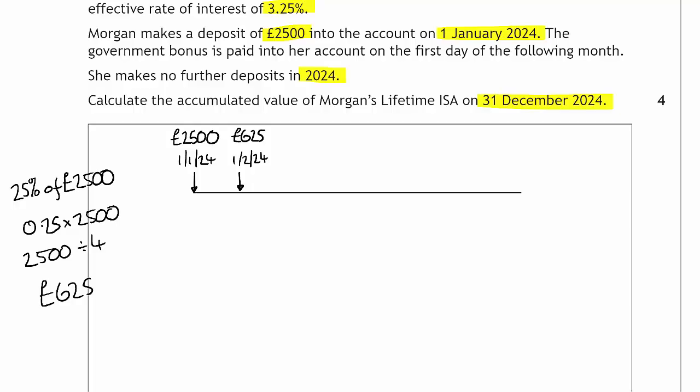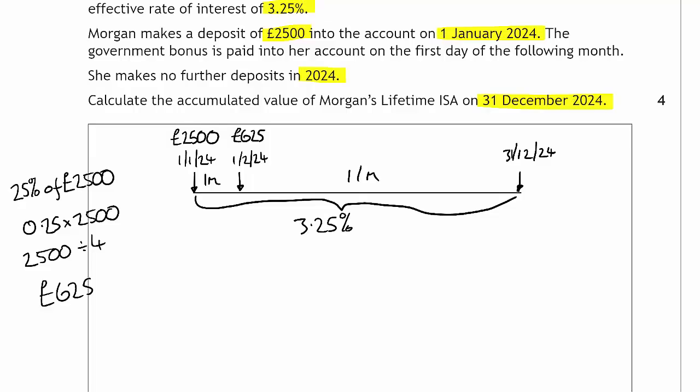Now, what we're going to do is that just stays in the bank, or the ISA, and then by the end of the year we have a wee look to see how much it's worth. Okay, so that's 1 month, and that's 11 months. So you've got the 2,500 in for the whole year, and then you've got the 625 in for 11 months. And that whole duration, again, you can do it any way you want. I just like this timeline because it makes it a wee bit simpler for me. Okay, so that's 3.25%.